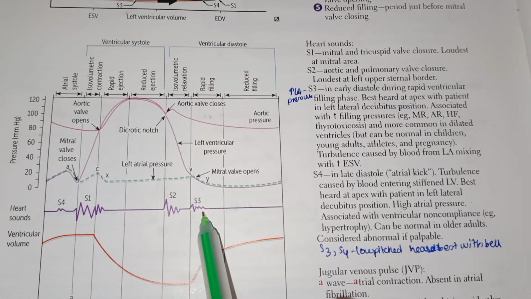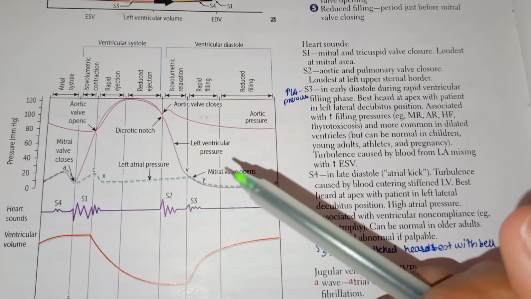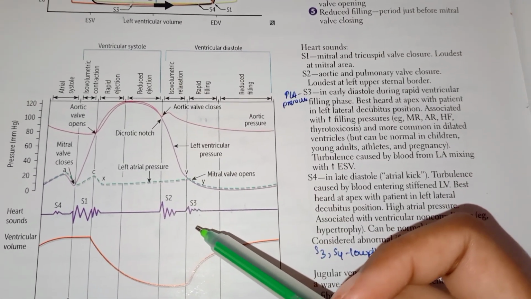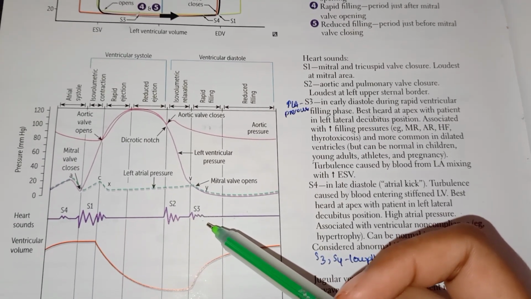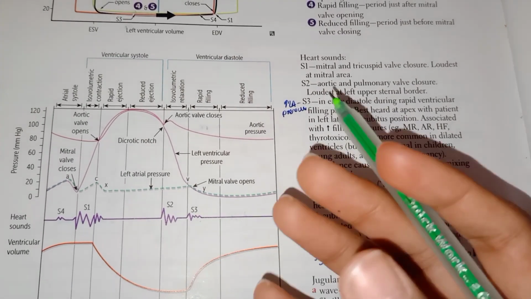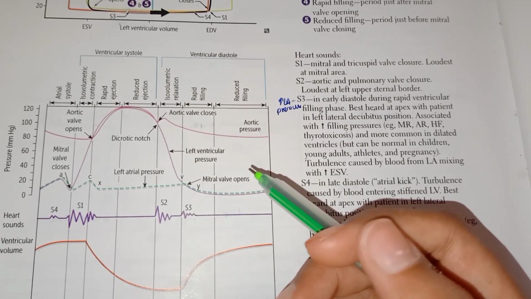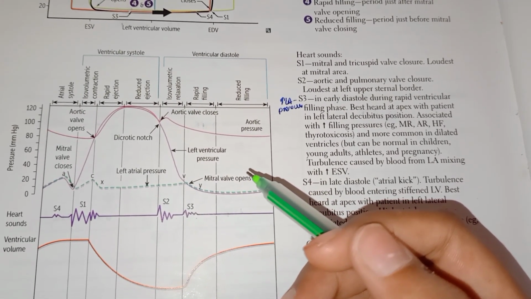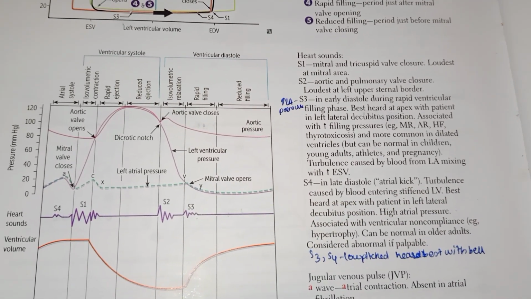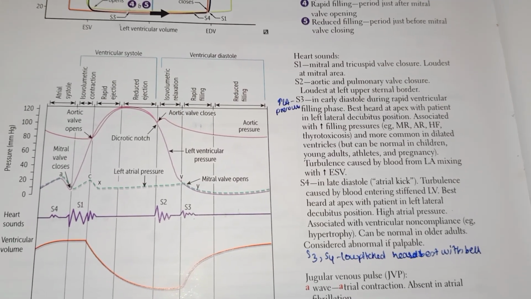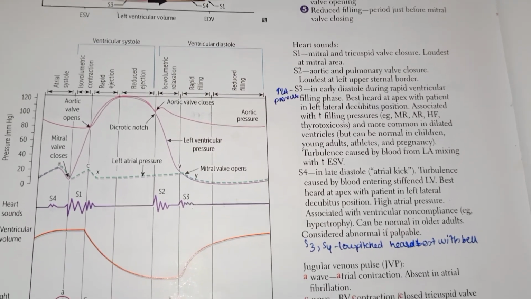Next, coming to S3. S3 is seen in early diastole, that is during rapid ventricular filling. So when the ventricle is filling, S3 can be heard, and it is best heard with the patient in the left lateral decubitus position, that is the patient turning towards the left side. It is associated with increased filling pressure, like in the case of mitral regurgitation, where there will be increased pressure in the left atrium, and in aortic regurgitation, heart failure, thyrotoxicosis. So in all these conditions you can have increased filling pressure, and it is more common in dilated ventricles because there is more filling pressure, so the ventricle gets dilated.